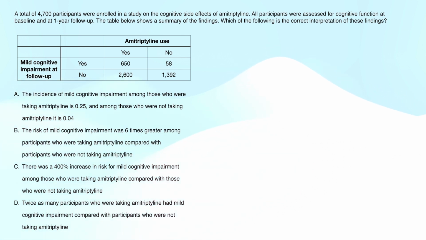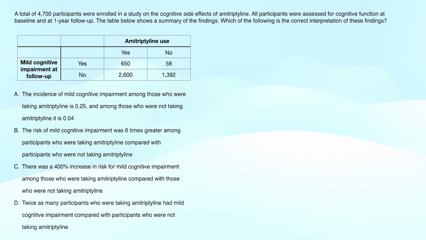Alright, so the first thing you may have noticed from this vignette is that this is a prospective cohort study, and so there's a good chance we might be asked about the incidence or the relative risk. Now let's look at the answer choices. So the first answer choice states that the incidence of mild cognitive impairment among those who are taking amitriptyline is 0.25, and among those who are not, it is 0.04. Now, unfortunately, in questions like this, if you look at the other answer choices, it seems like we're going to have to calculate the incidence and relative risk to get the right answer. And so that's what I'm going to quickly do over here.